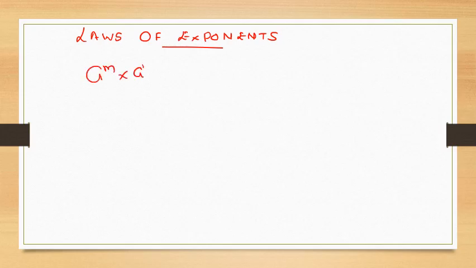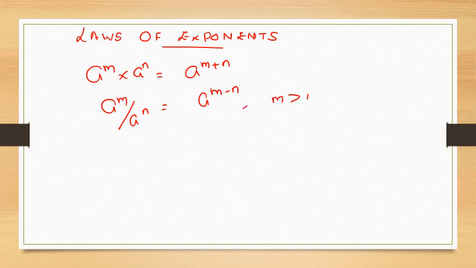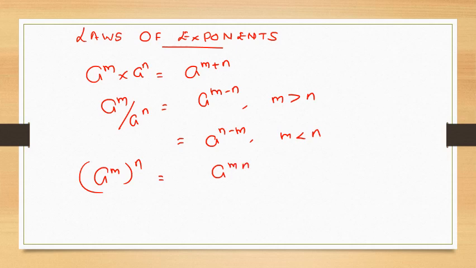a raised to m into a raised to n is equal to a raised to m plus n. Now a raised to m divided by a raised to n is equal to a raised to m minus n if m is greater than n, and a raised to n minus m if m is less than n. Now a raised to m the whole raised to n is equal to a raised to mn.